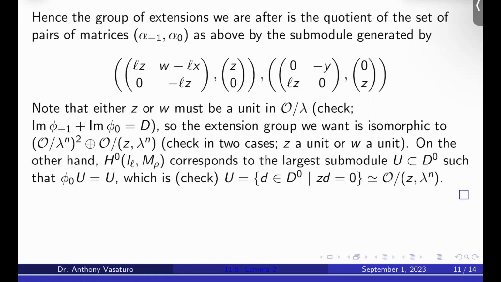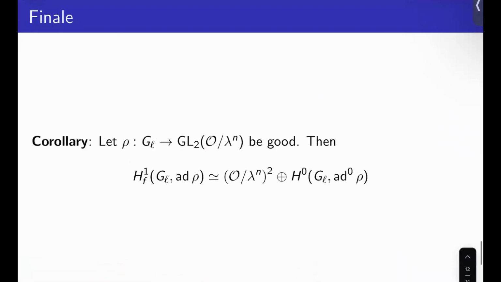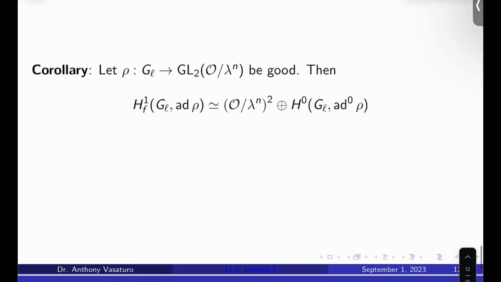Okay, so I gave you a lot to check there, but I don't really want to do it. It's just details and kind of hard work, so to speak. Okay, and then the finale, which is lemma 2. So corollary, let rho from GL to GL2 of O mod lambda to the n be good. Then H1F GL add rho is isomorphic to O mod lambda to the n squared direct sum H0 GL add 0 rho, which will give us the lemma.